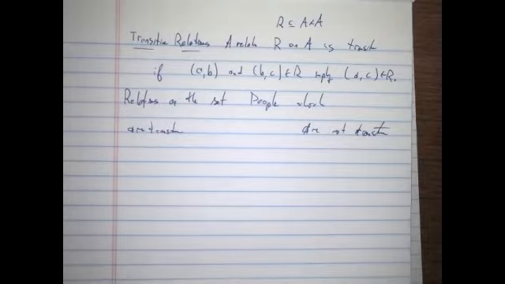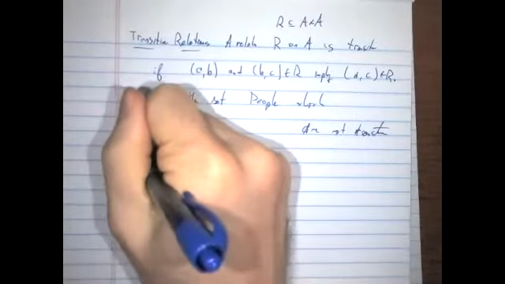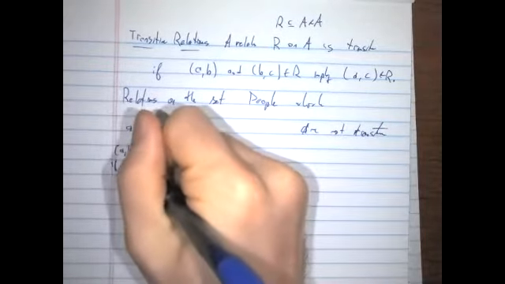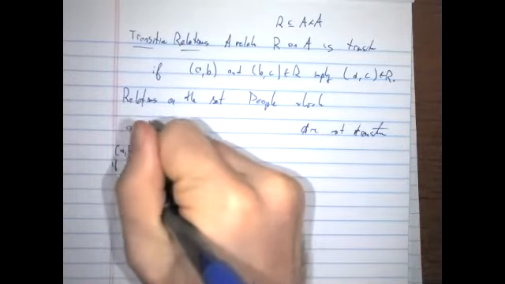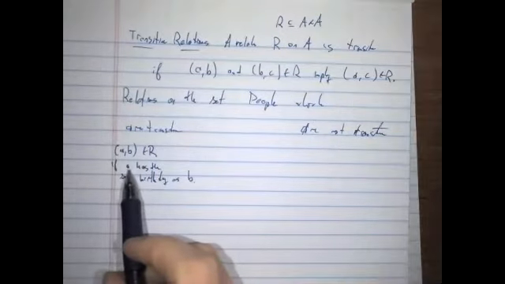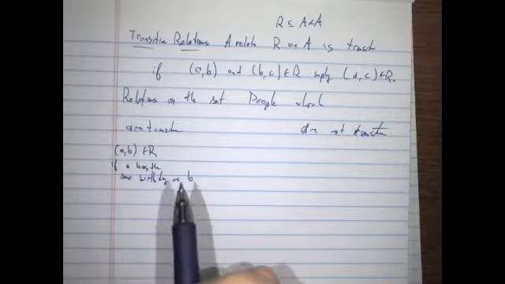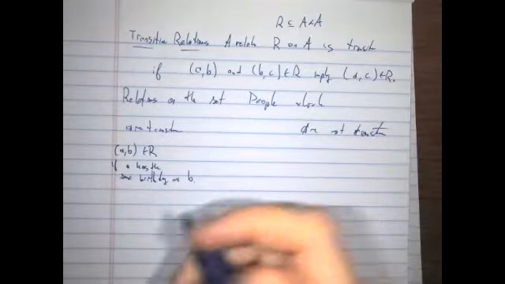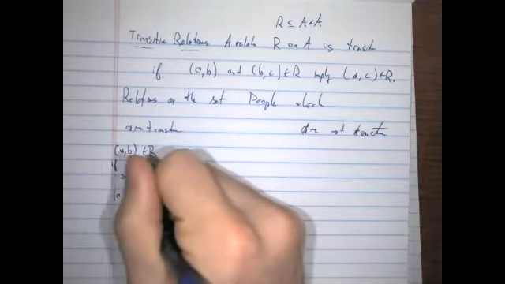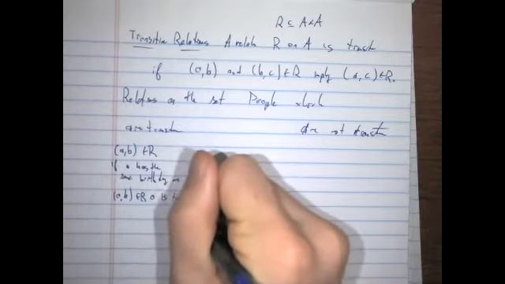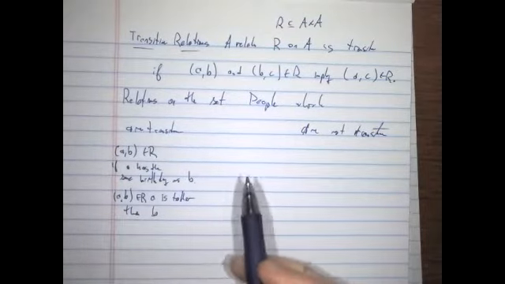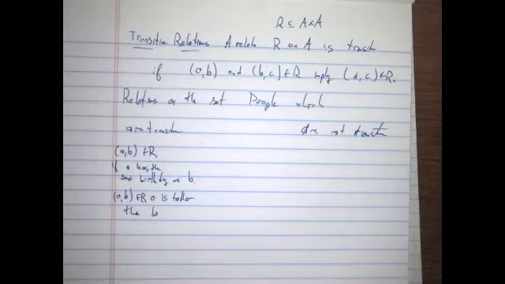A has the same birthday as B. That's a good one. So (A, B) is in R if A has the same birthday as B. Because if A and B have the same birthday and B and C have the same birthday, then A and C have the same birthday. A is taller than B is also a good one. Because if A is taller than B and B is taller than C, then A is taller than C.